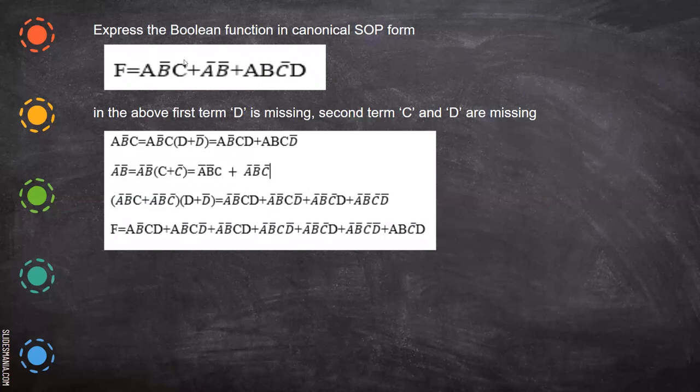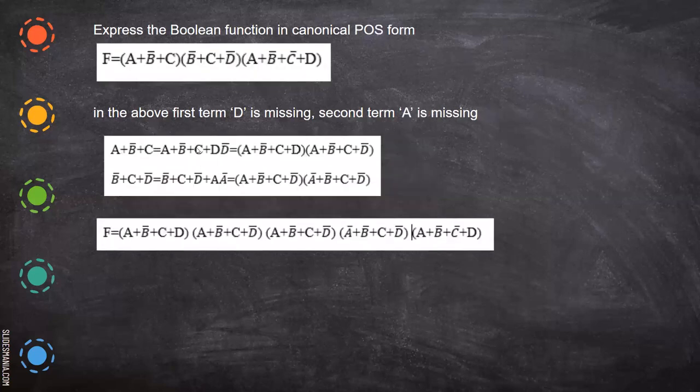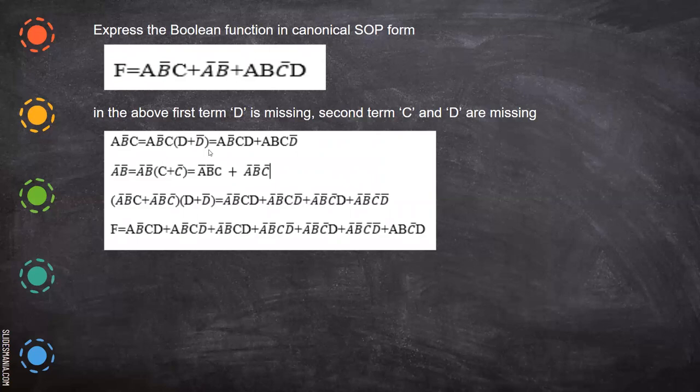Let us take the first term, A, B bar, C. Since D is missing, we can multiply that with D plus D bar. See, in the POS we added D, D bar, whereas here we are multiplying it with D plus D bar. Then again you can apply the multiplication law. So here A, B bar, C, D. Then A, B bar, C, D bar.